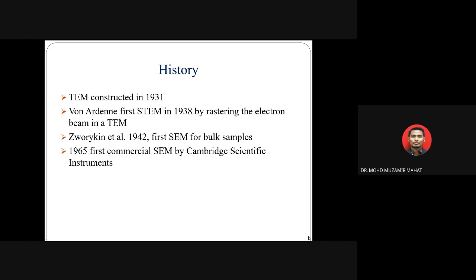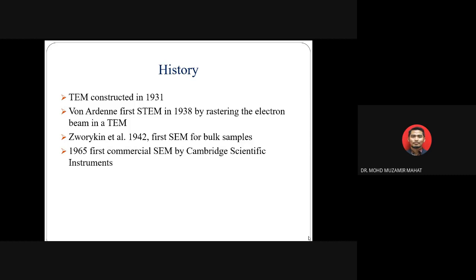Historically, talking about SEM, the transmission electron microscope was first constructed in 1931. And then in 1938, the first scanning transmission electron microscope was introduced, or we say developed, by von Ardenne, by registering the electron beam in a TEM, transmission electron microscope. And following that, in 1942, the first SEM bulk sample was introduced by Zworykin.